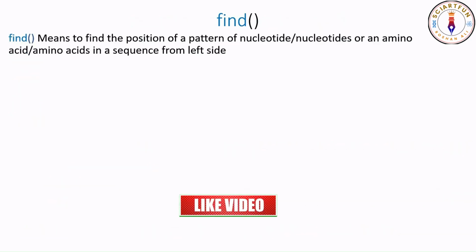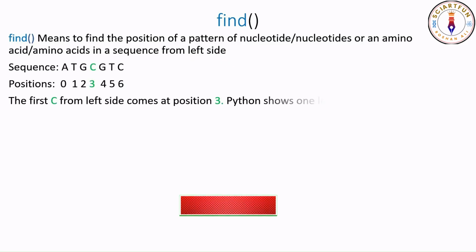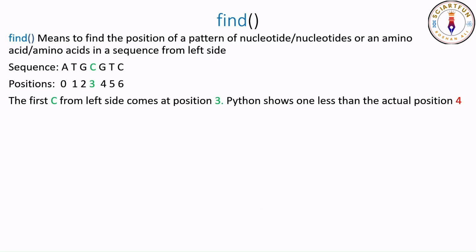Find method. With this method you can find the location or position of a single residue or a specific pattern of residues in a given sequence. In this sequence the first C from the left side is at position 3, as Python starts counting from 0, therefore the actual position will be 4.